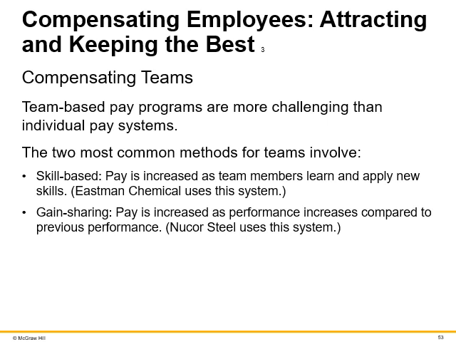There are other ways of compensating, especially when you have teams. Team-based pay programs are more challenging than those individual systems. The two most common methods are skill-based and gain sharing. Skill-based pay is increased when teams learn and apply new skills. Gain sharing bases team bonuses on improvements over previous performance. A company called Nucor Steel calculates bonuses on quality: tons of steel that go out the door with no defects. There are no limits on bonuses. A team usually averages about $20,000 per year just for making sure that they're doing quality work and getting quality products out the door.